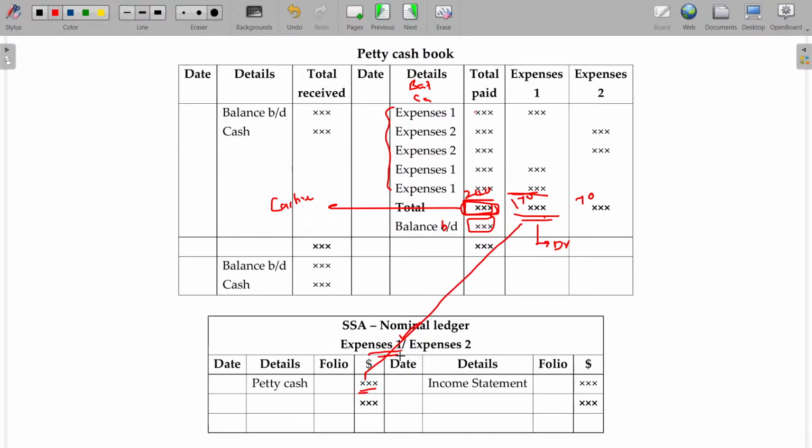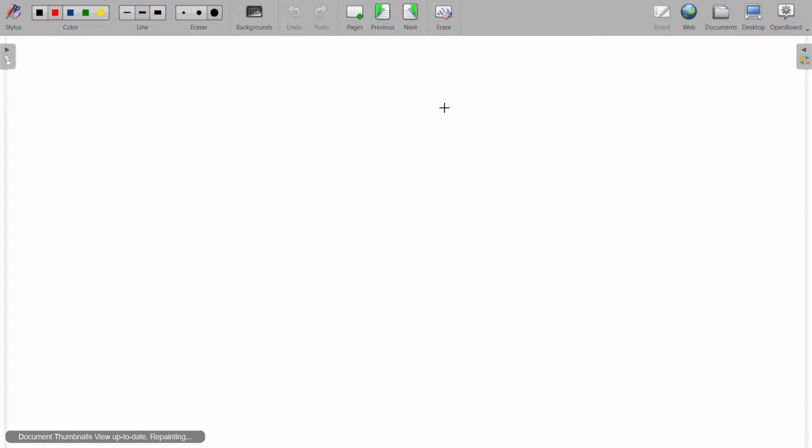Similarly, you open for expenses number 2, where this total will be transferred. This amount is ultimately transferable to where? The income statement. It will be transferred to the income statement. This is the format. Hope you will now be able to understand. Let me explain once again.